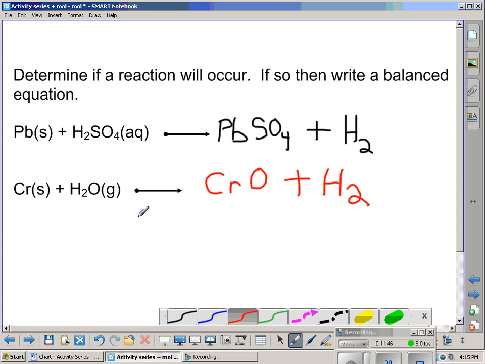Another single displacement reaction, one element in, different element out, compound in, different compound out, and this is how an activity series could be of benefit to you.